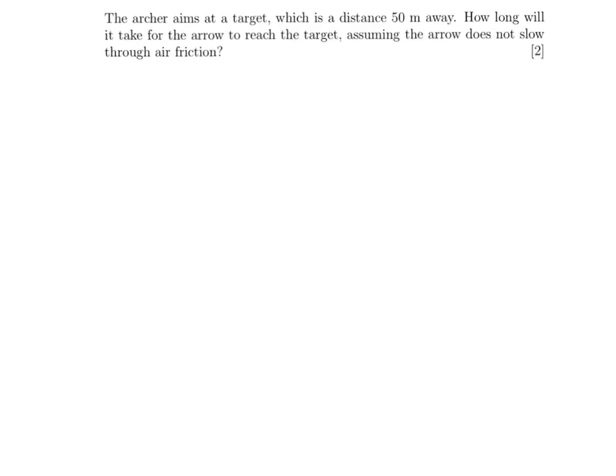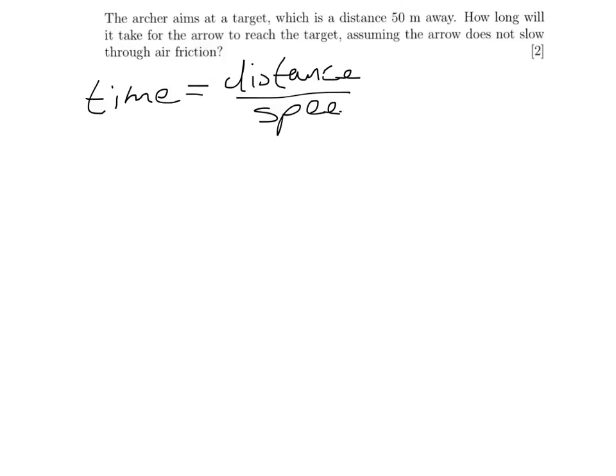Now we're being asked how long in time it takes the arrow to reach the target that's 50 meters away. Very straightforward. We use time is distance divided by speed. We're told that the distance is 50 meters. We worked out what the speed was. That was 50 meters per second. So therefore the time that it takes is 1 second.